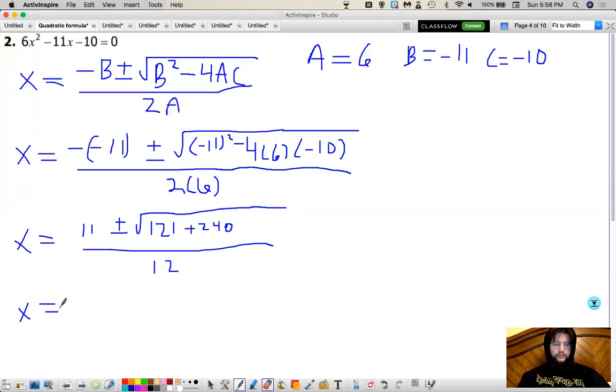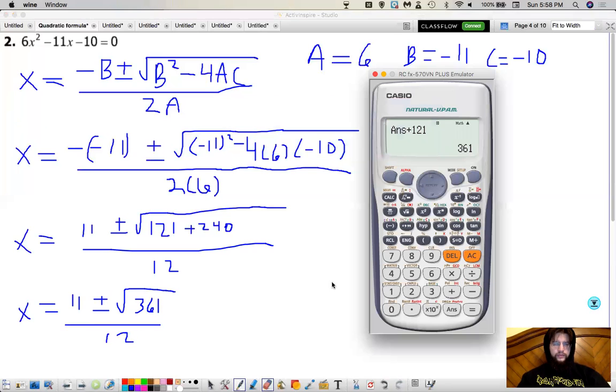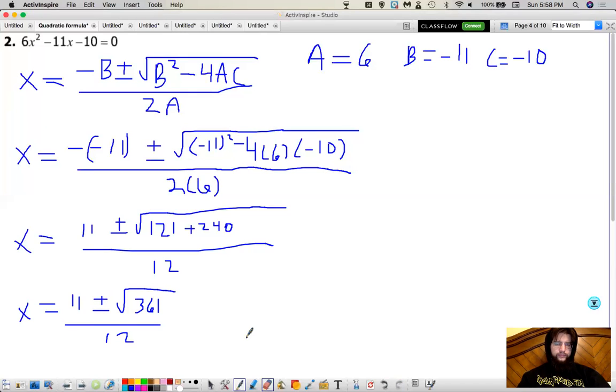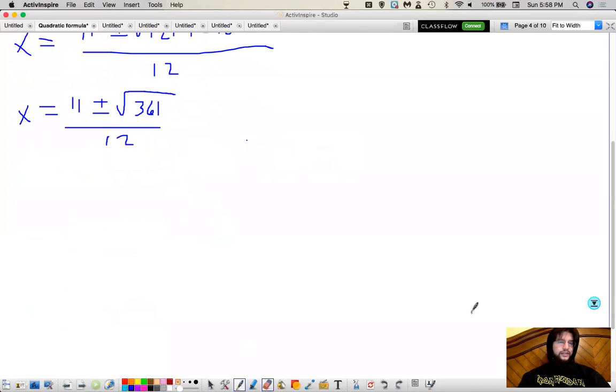So x equals 11 plus or minus square root of 361 over 12. I don't know if that has a nice square root. It does. So yeah, if you know your perfect squares, this saves you a lot of time too.